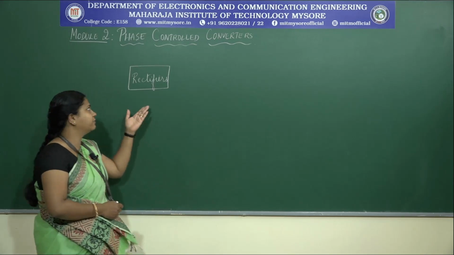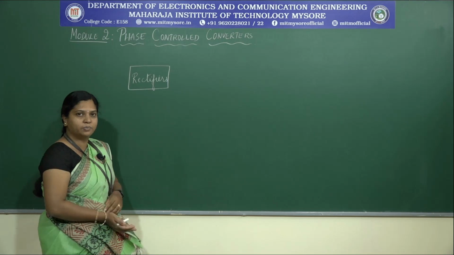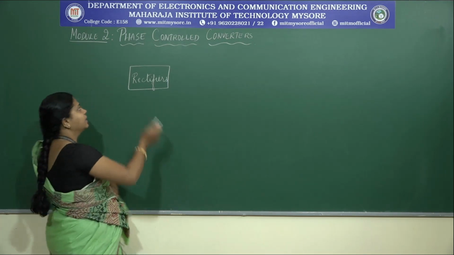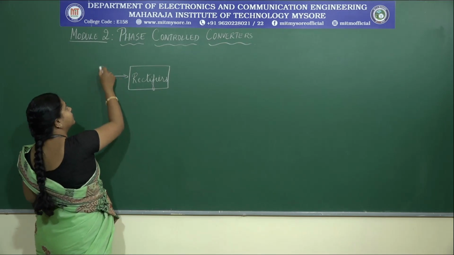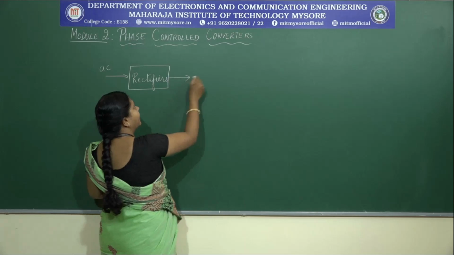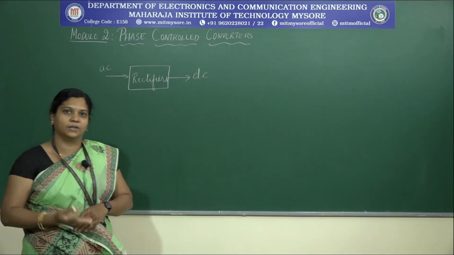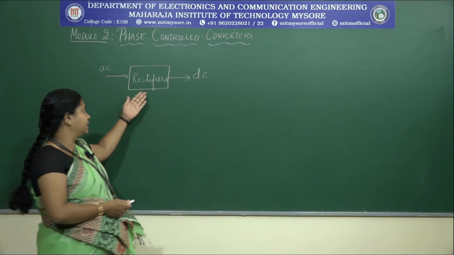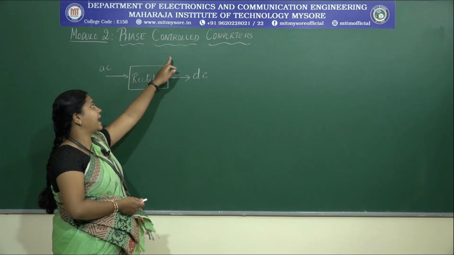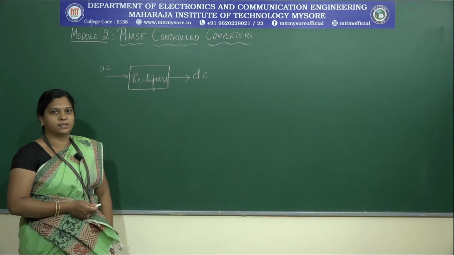So here the rectifier is the device that we are using. Rectifiers, what does it perform? What is the conversion of power that is taking place? A rectifier converts an input AC signal to an output DC signal. So AC to DC converters are known as rectifiers. In specific, since we are controlling its angle, it is known as the phase controlled converters.